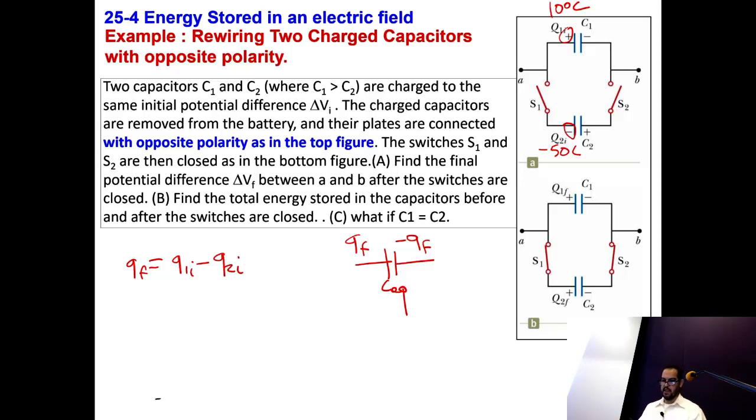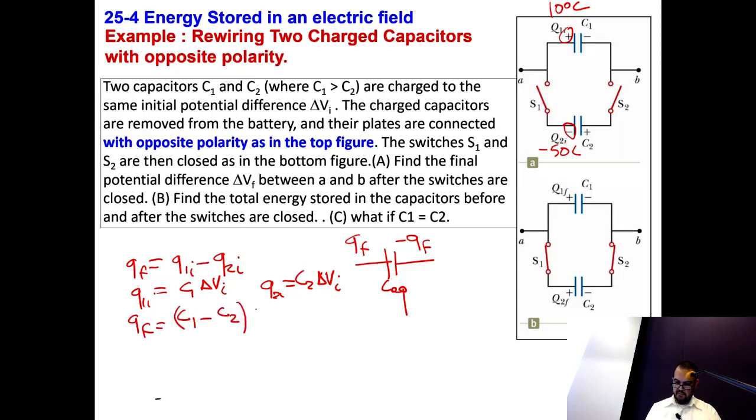Okay, it's minus Q2 initial, and Q1 initial is 100 coulombs, let's say. And Q2 initial is 50 coulombs. Okay, we already have the equation for that. Remember, Q1 initial is C1 delta V initial, and Q2 initial is C2 delta V initial. So we can say that Q final is Q1 minus Q2, so that's C1 minus C2 times delta V initial.